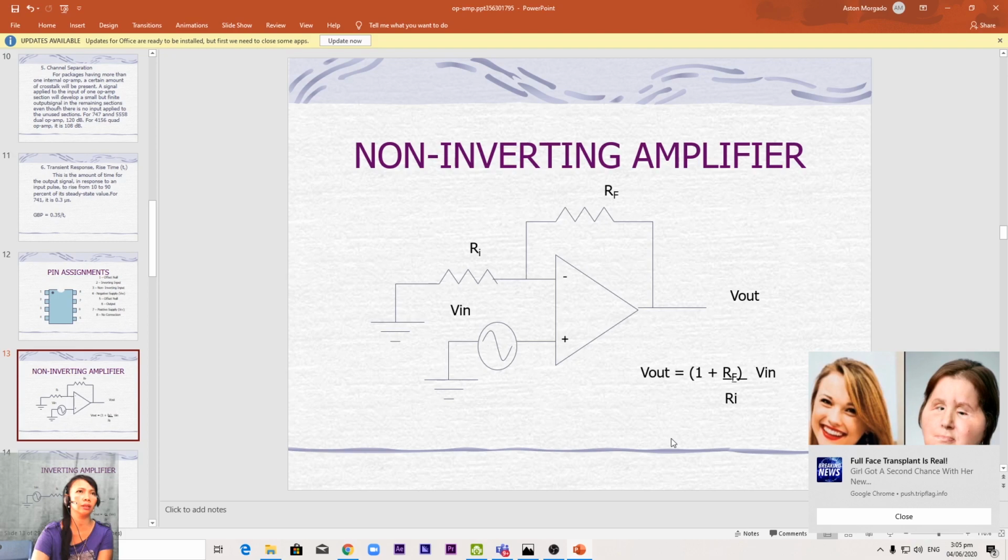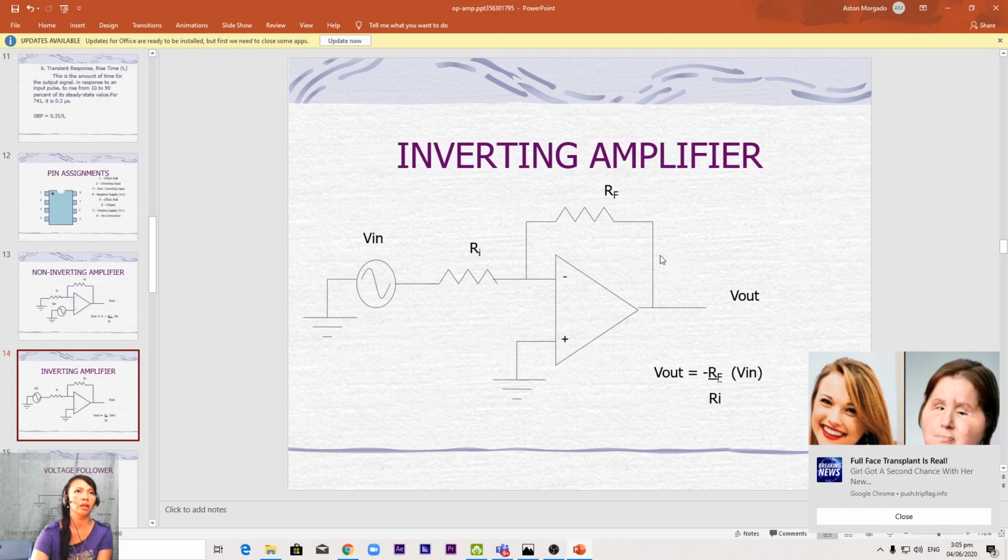As you can see, we basically have the same circuit for the inverting amplifier. We still have the RF here, the feedback resistor connected from output pin 6 to the inverting input at pin 2. And we also have an internal resistor connected to pin 2 and to the ground.